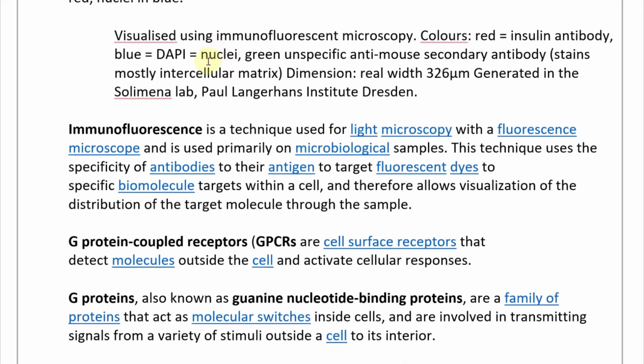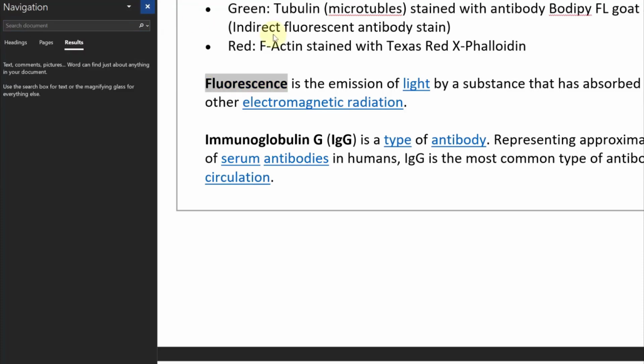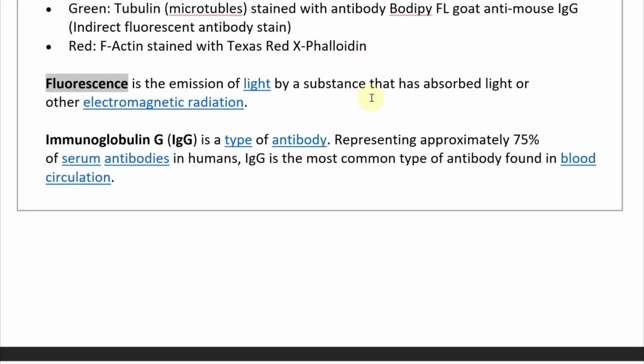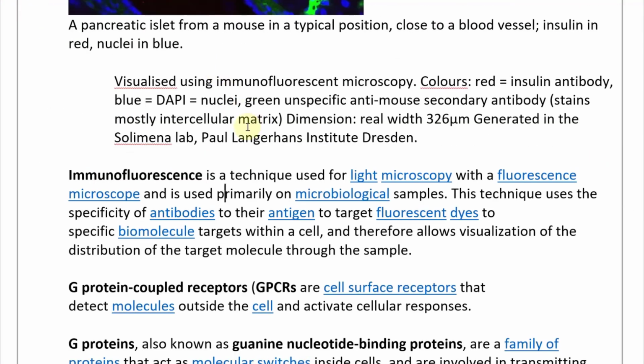And recall that fluorescence, let's just do a quick check. So fluorescence is the emission of light by a substance that has absorbed light or other electromagnetic radiation. Just fascinating stuff. So let's just go back over here.